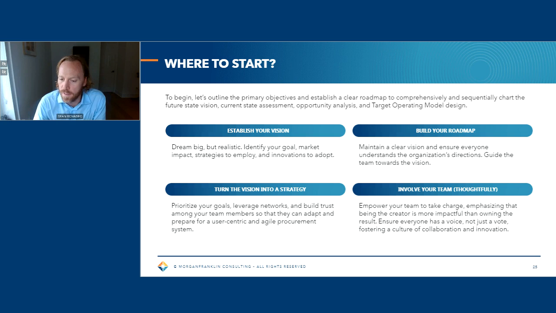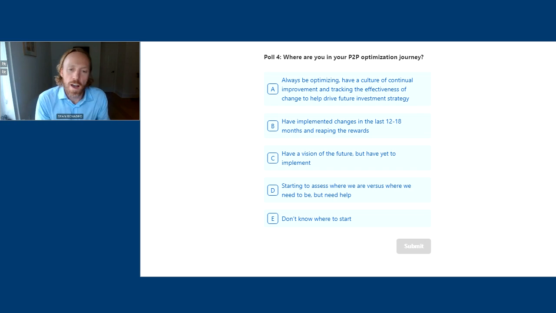So with that, we have our last polling question. Where are you in your P2P optimization journey? A, always be optimizing. Have a culture of continual improvement, tracking the effectiveness of change and driving future investment strategy. B, have implemented changes in the last 12 to 18 months and starting to reap those rewards. C, have a vision for the future but have yet to implement. D, starting to assess where we are versus where we need to be, but we need help. And E, don't know where to start.